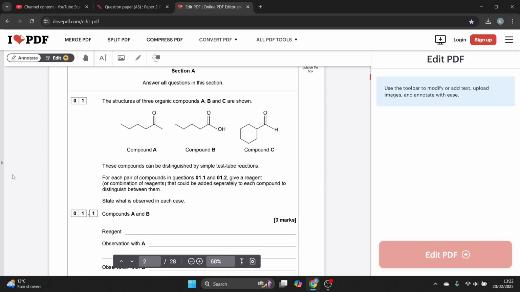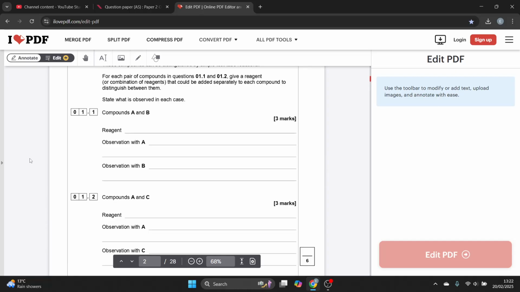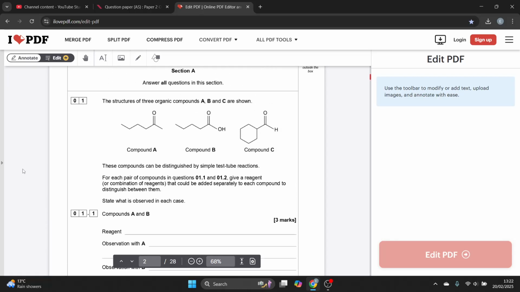So question 1, state what was observed in each case, 6 marks, and that's it. That's all that is for question 1.